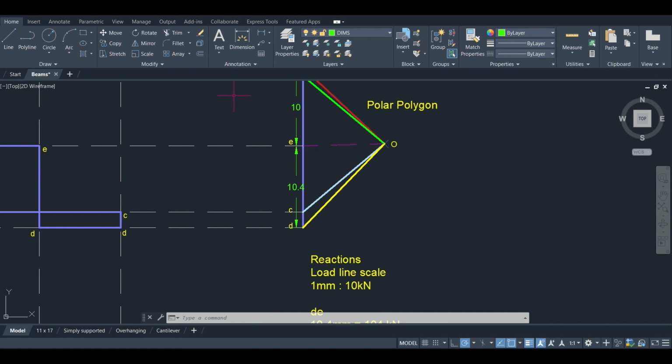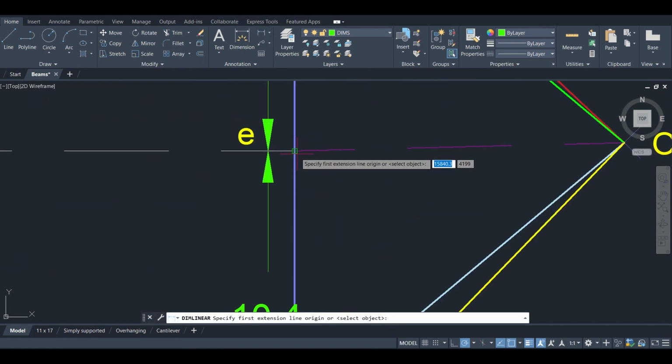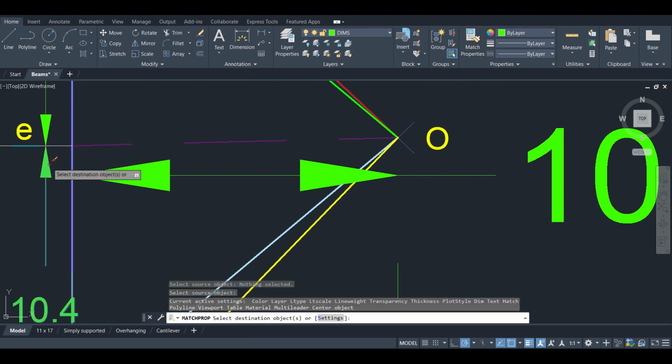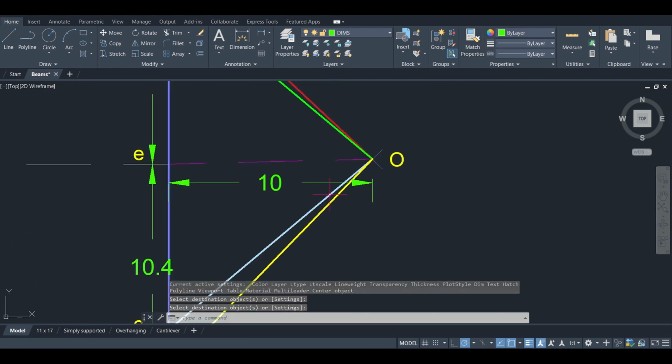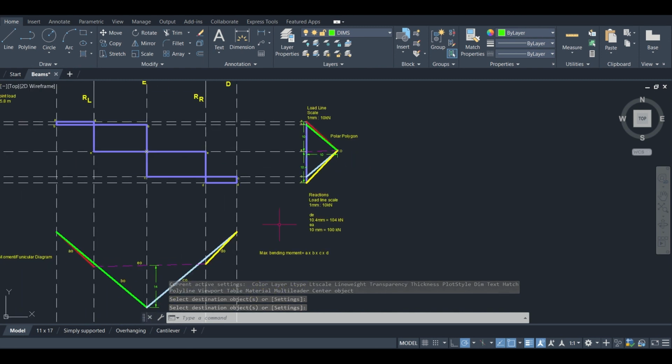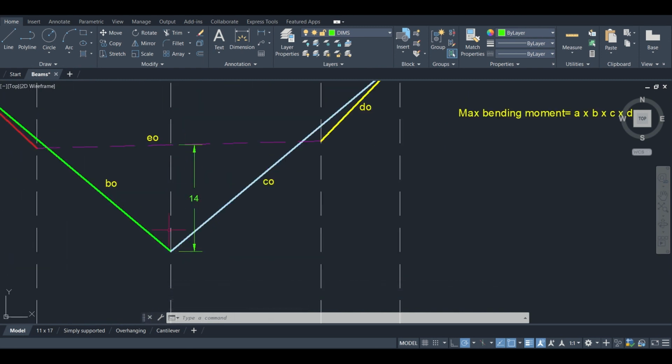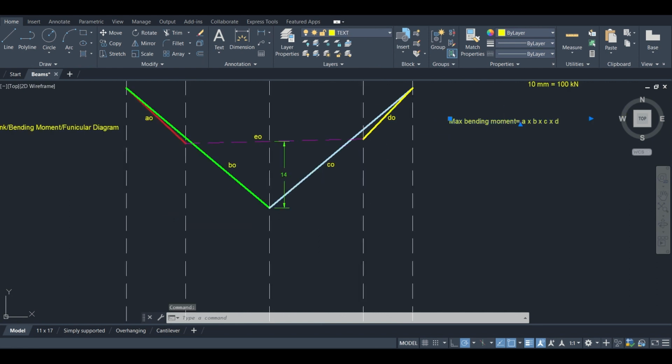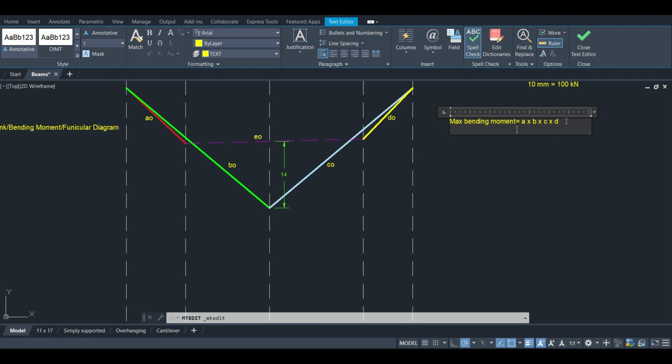C is our pole distance. Let's measure that. And our pole distance is 10. And then finally, D would be the height of the section along which you have max bending moment. So we have all our values now, and we just need to plug them in and do our calculations. So A was 0.1 times B was 10 times C is 10 times D is 14.